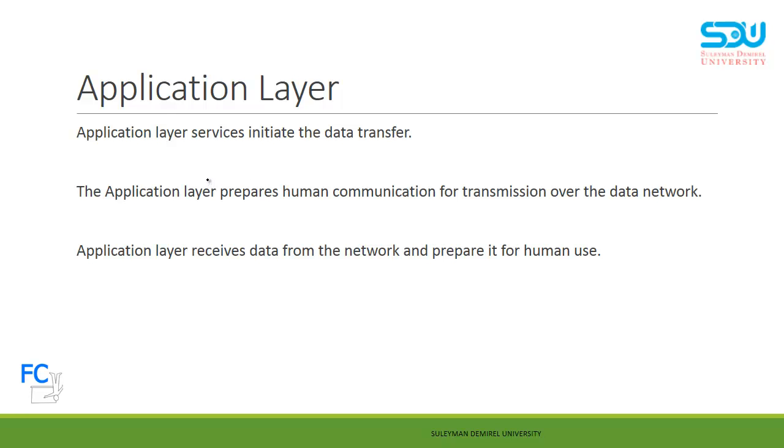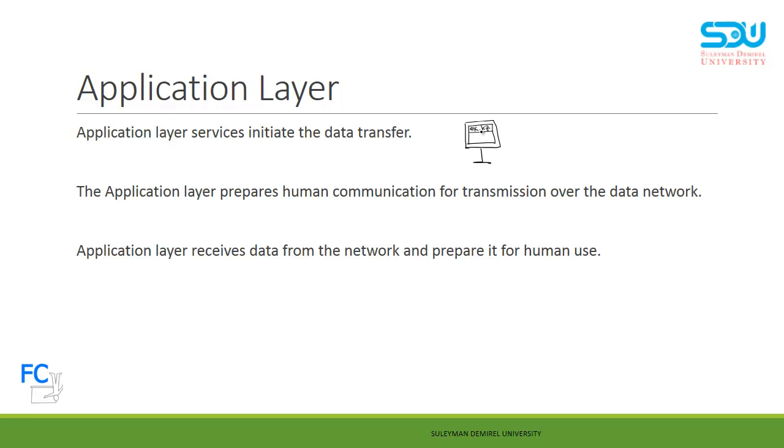The application layer services initiate the data transfer. For example, you open your computer, and in the computer you open the web browser. In the web browser you type something like, for example, OKKZ. You press enter. So actually you generate the communication because you did this job, but it is happening in the application layer. So the application layer, the program layer, is initiating the data transfer. And also the application layer prepares human communication for transmission over the data.